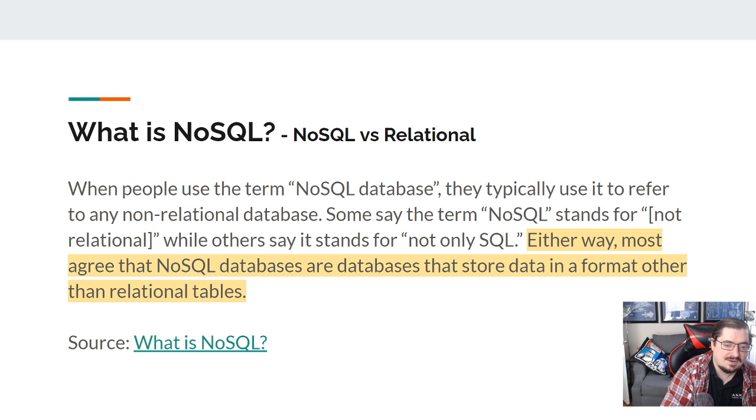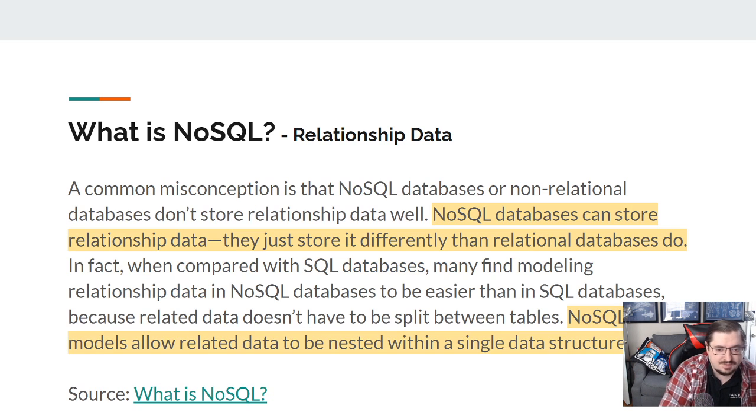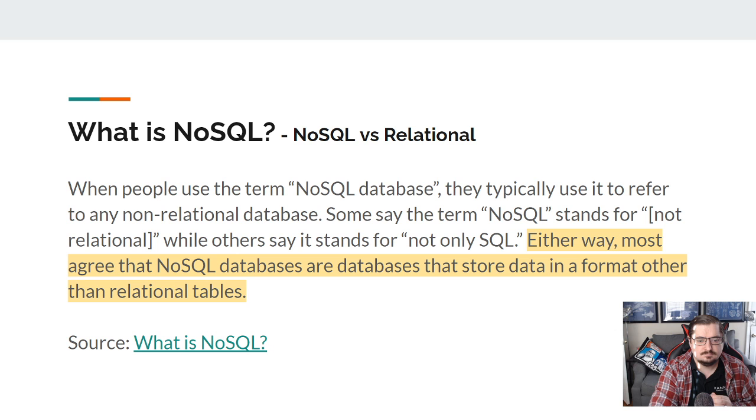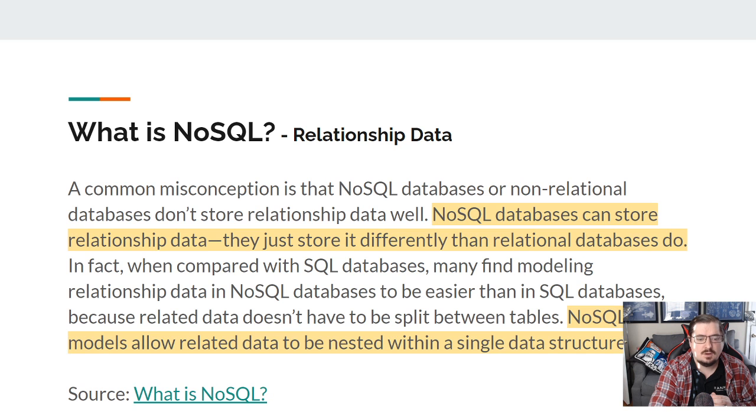Relational databases kind of get that name, but that's not really so much that they're the only ones that can store relational data. It's just that they store it differently. So they can store relationship data. They just generally often store it differently.